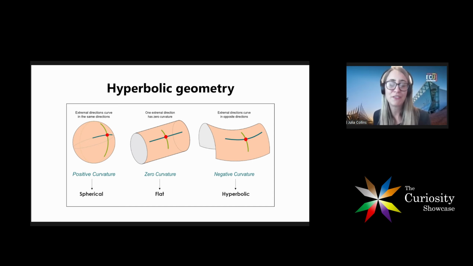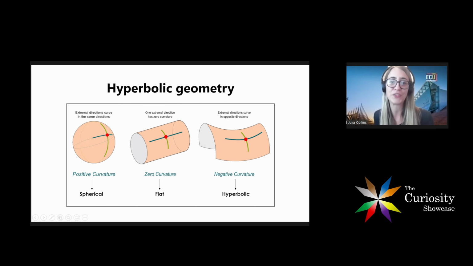So if you're looking at how shapes curve in three-dimensional space, there are three different types of geometry. There's spherical geometry, you can have flat geometry, and you can have hyperbolic geometry. And hyperbolic geometry curves in different directions if you take different cross-sections. Now, this might seem fairly obvious to divide geometry into these three different types, but hyperbolic geometry was only discovered in the 19th century.